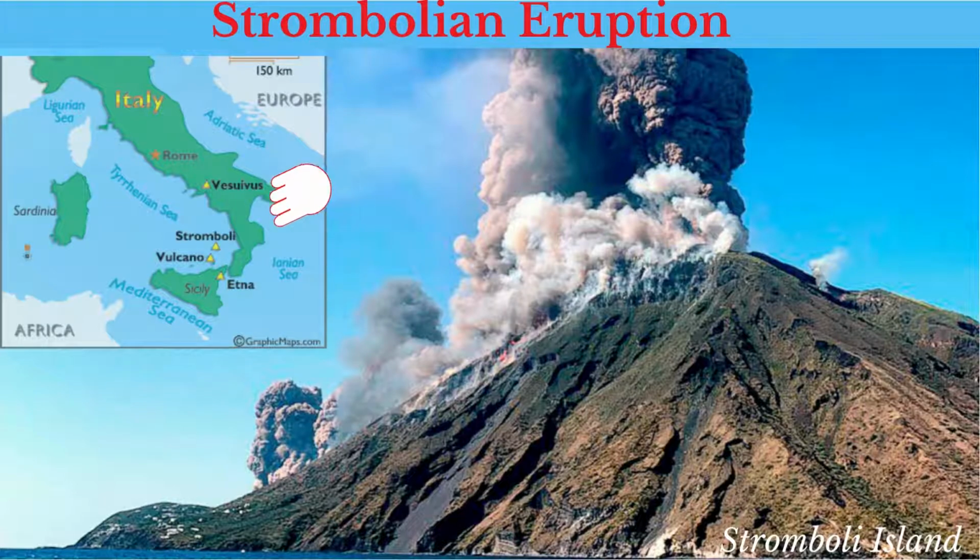The third type of volcanic eruption is the Strombolian eruption. This is named after Stromboli Island in Italy. Stromboli Island is an island in the Tyrrhenian Sea off the north coast of Sicily, containing a composite or stratovolcano called Mount Stromboli.